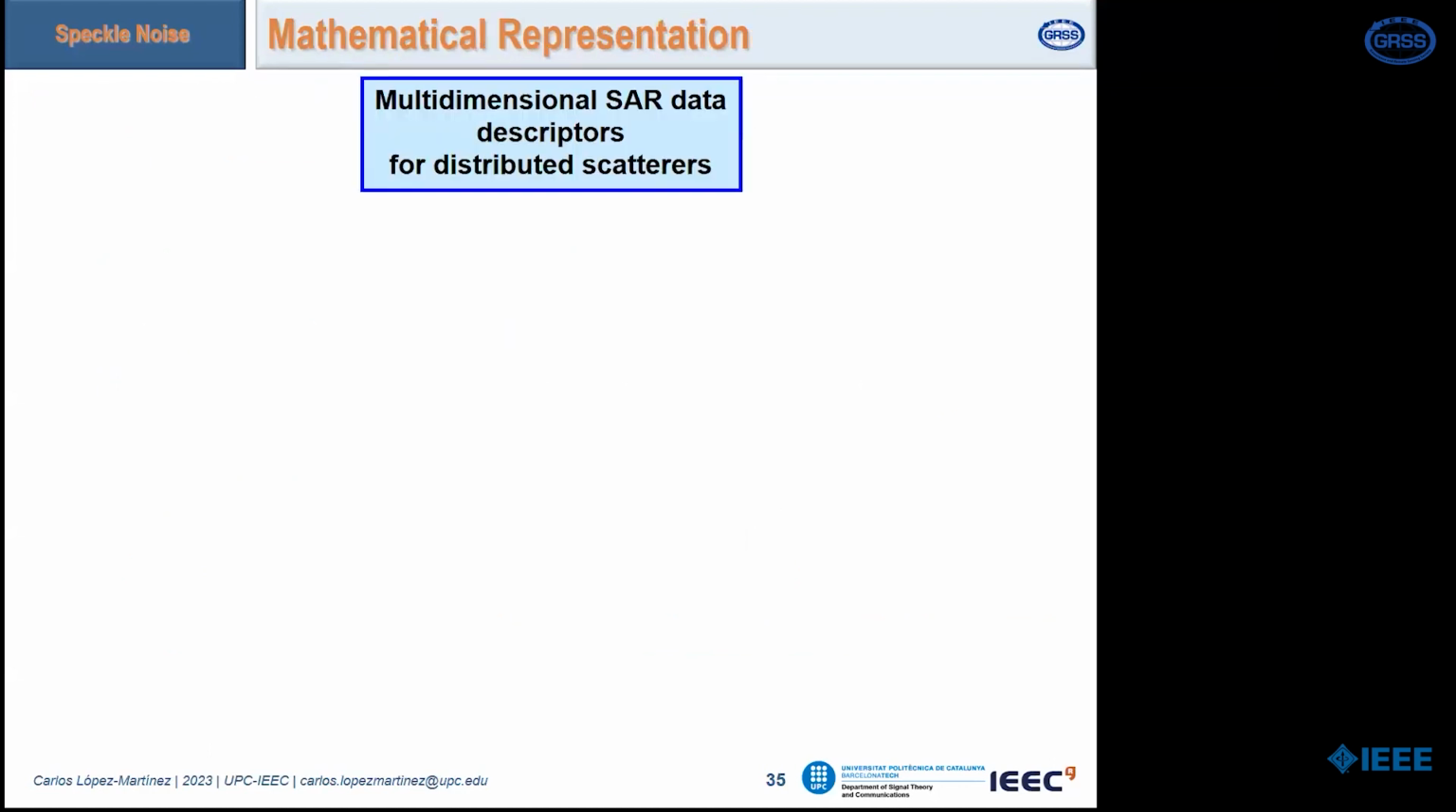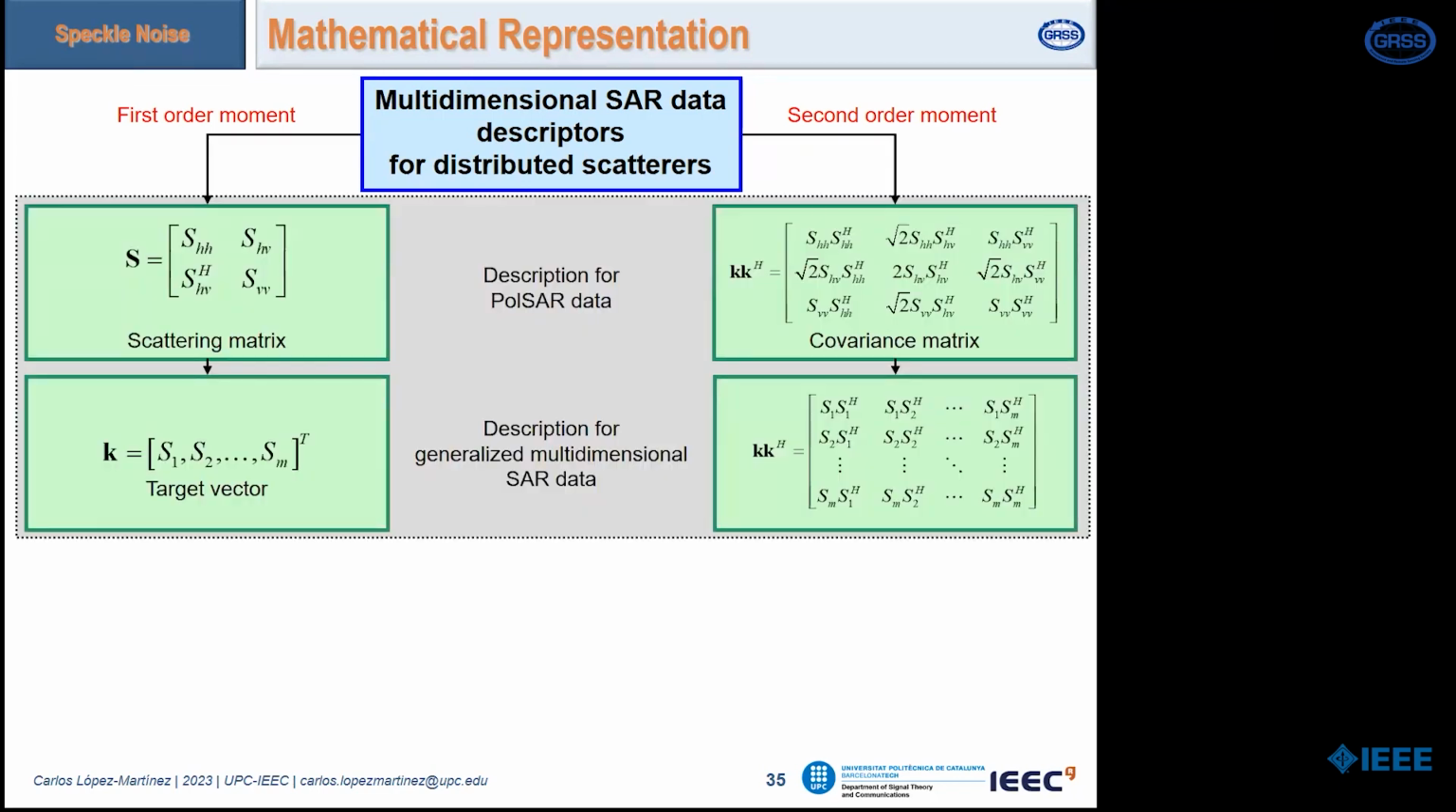So let's do maps. I like maps. We have multidimensional SAR data. For our case, multidimensional means polarimetry. So what do we have? We have the scattering matrix, what the radar measures. I can arrange it into a vector. From here to here, I'm just generalizing, but it's not a problem. Of course, I can make the outer product of this K vector to generate the covariance matrix for polarimetry or for a collection of M SAR images.